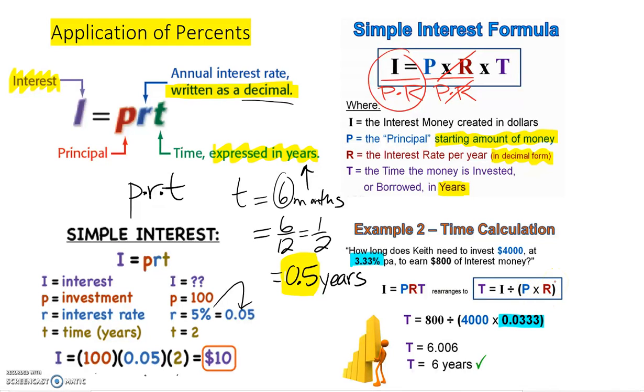So we plug in our numbers. We know the amount of interest money is $800, so they put it in here. They know the principal was $4,000, they put it in, and they've changed this percentage to a decimal. How did they do that? They moved the decimal 2 places to the left, put a new decimal point, and added 2 zeros. So that's really all you have to do. You just have to be very, very careful to have a decimal number. And then, of course, you have to do the math. Because of PEMDAS, you would always do this first, 4,000 times this decimal number, and then 800 divided by that answer. And that gives you 6 years, approximately.